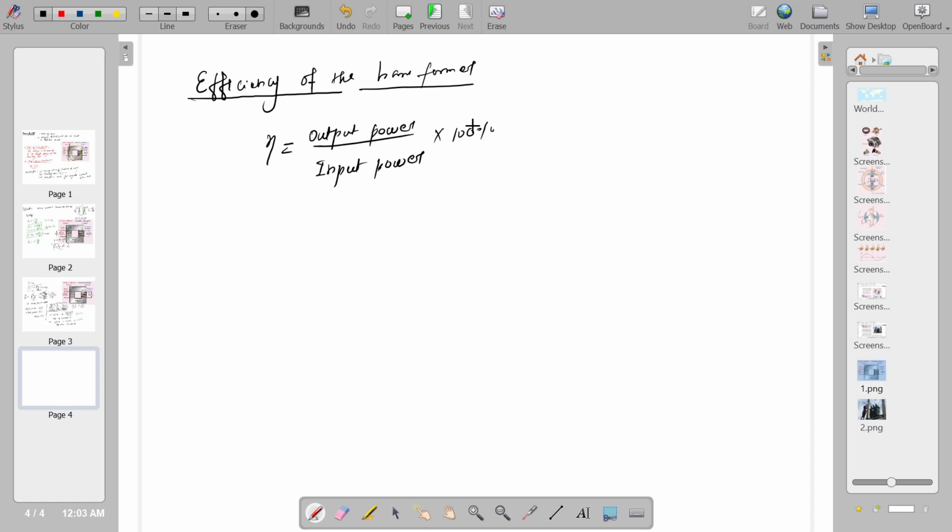Transformers are highly efficient devices. In general, the efficiency of a usual high efficiency transformer ranges between 96 and 99%. We can't get 100% efficiency because various energy losses will be there. That's why we are getting less than 100. So we can have the ideal transformer here.